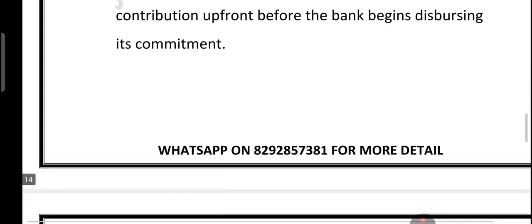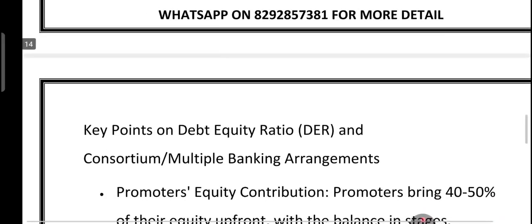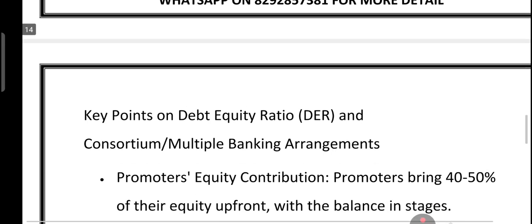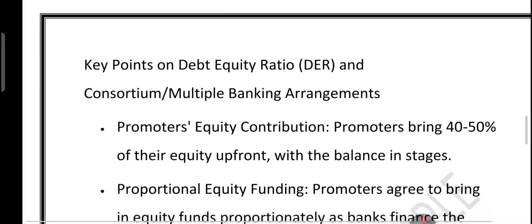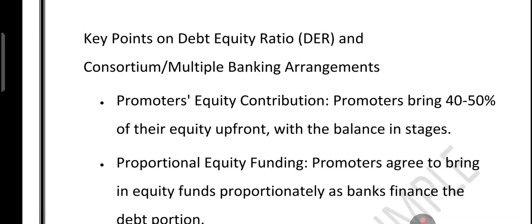Right. Now friends, let's talk about the debt equity ratio. What is debt equity ratio? Imagine a company building a factory. The total cost of the project is 100 crore. The bank gives 70 crore, which is the debt, and the promoter puts in 30 crore, which is the equity. So what is DER? 70 is to 30, which is 7 is to 3, or 2.33 is to 1. So RBI wants banks to be cautious here. They want to keep DER within a safe limit to avoid funding risk.